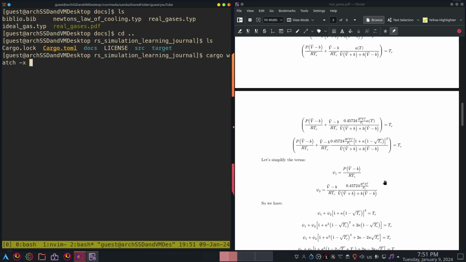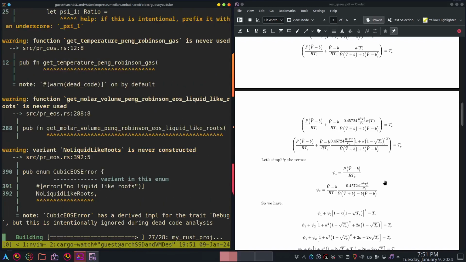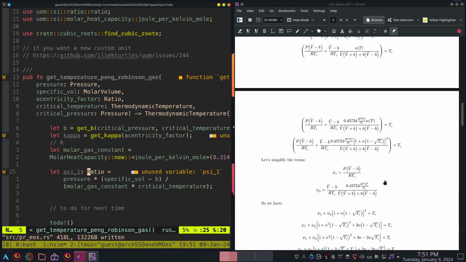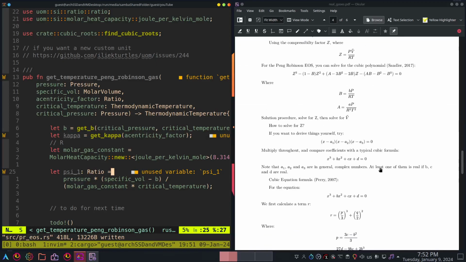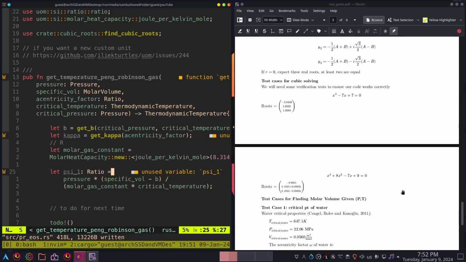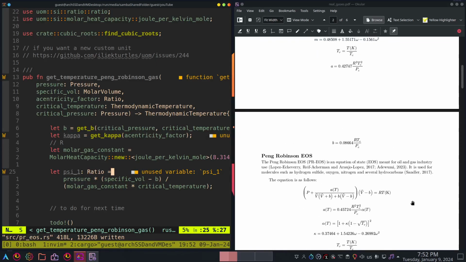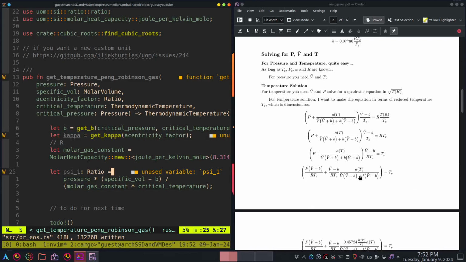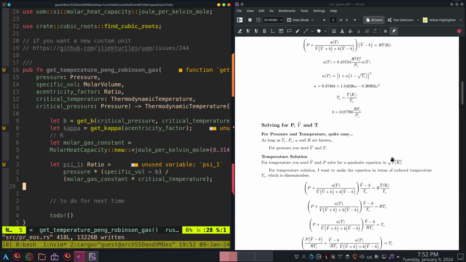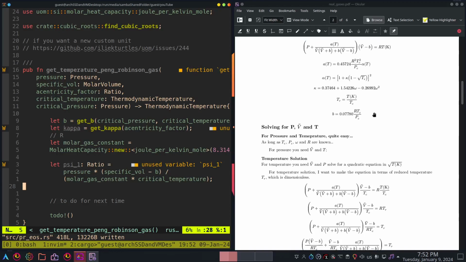I'll go watch -x test. I just want to make sure things can compile. Okay, so that's psi1. Psi1 is settled. Psi2 is now over here. There's this long bit of things to do. Let's see whether I can recycle code from the previous attempts. Okay, so this is A, 0.42747 over R squared TC squared over PC. So this is the A for the Peng-Robinson.